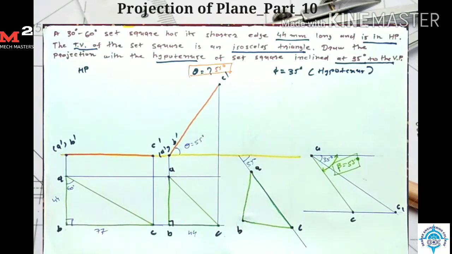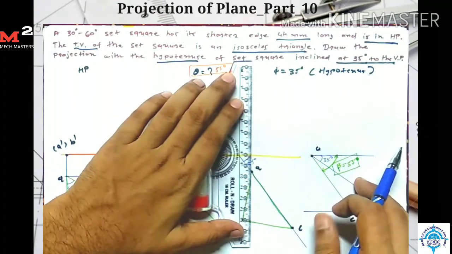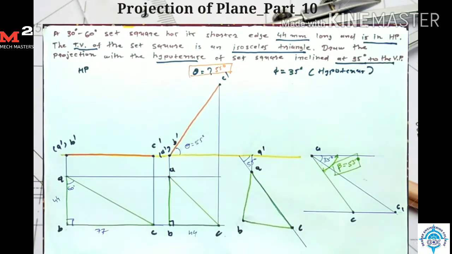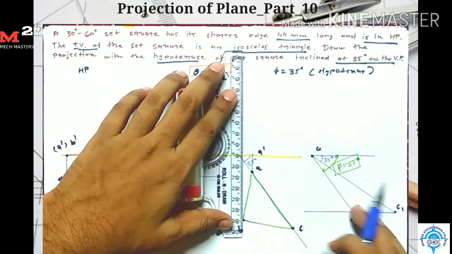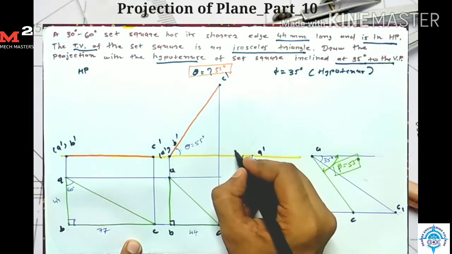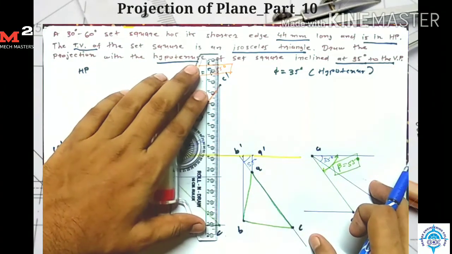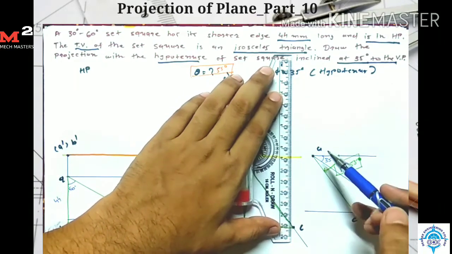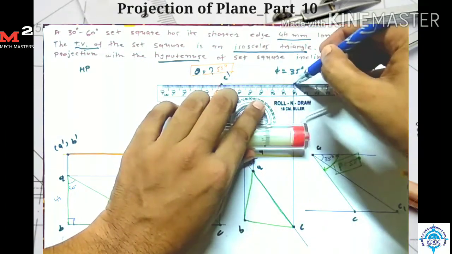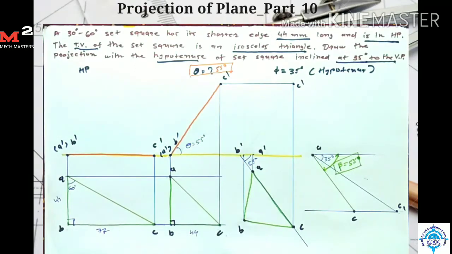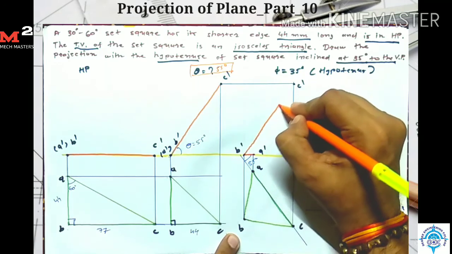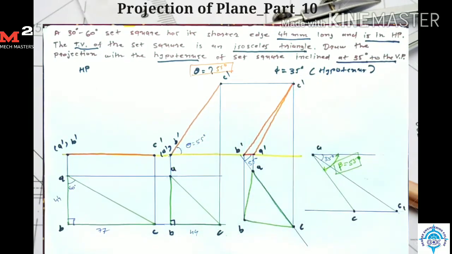Now for drawing the front view, I take the projection. First I start with point A. I take the projection for point A from here and from here. So here I get my point A dash. Now for point B, I take the projection from here and from here. So here I get my point B dash. Now for point C dash, I take the projection from here and from here. So here I get my point C dash. After joining A dash B dash, B dash C dash and C dash A dash, I get my front view for the third stage.